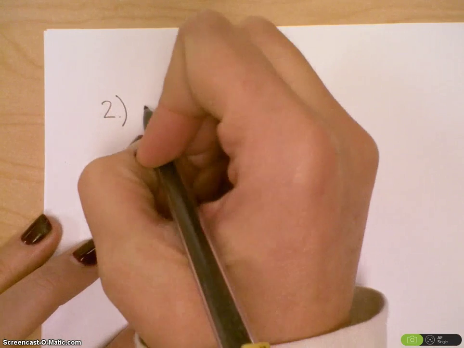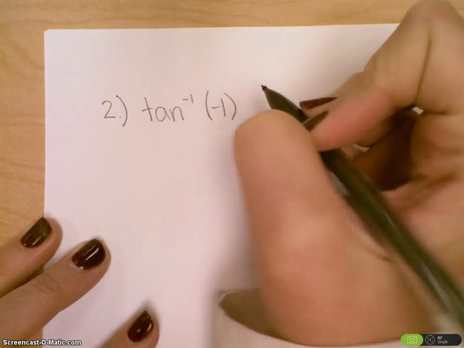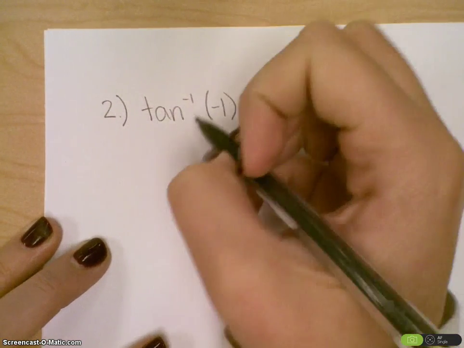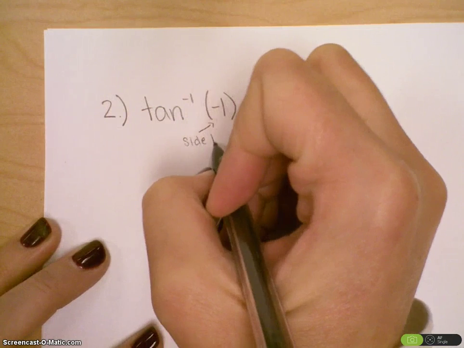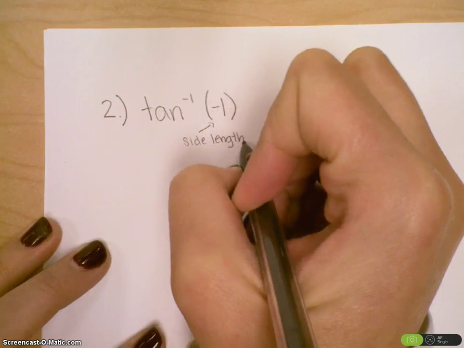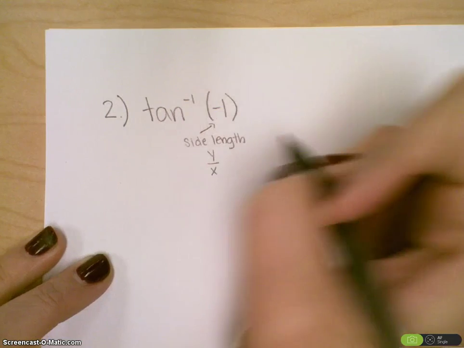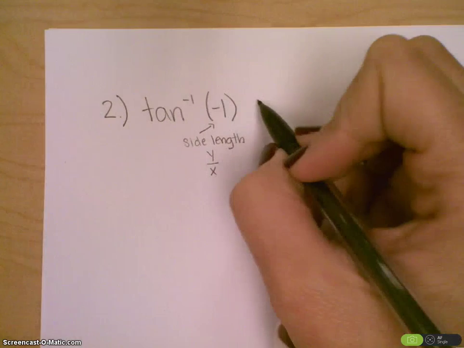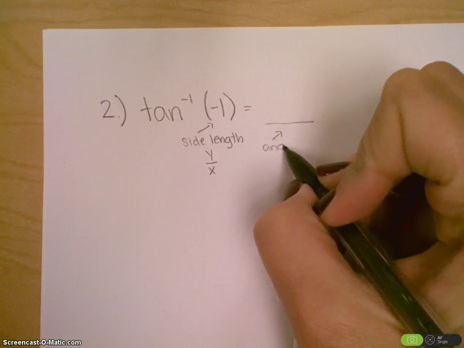For number 2, we are looking at the tan inverse of negative 1. Recall that when we take the tan inverse, we are given the input as a side length. Since we are talking about tangent, it's the ratio of two side lengths, the y divided by the x. Therefore, the output is going to be an angle.